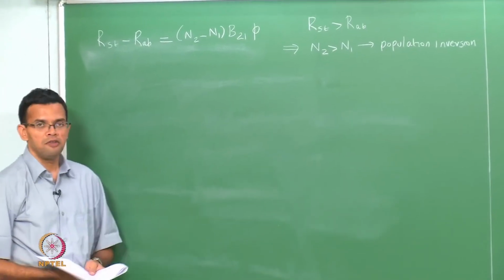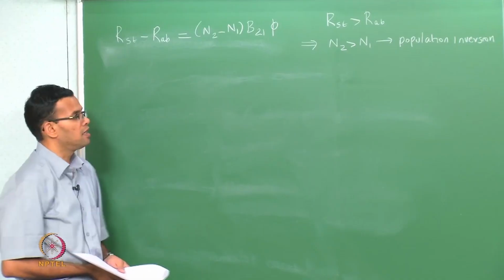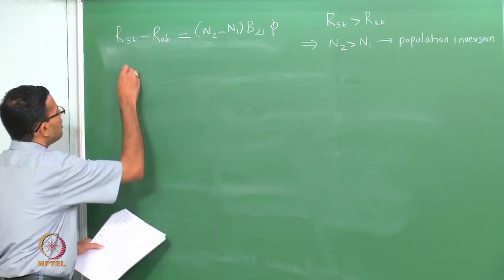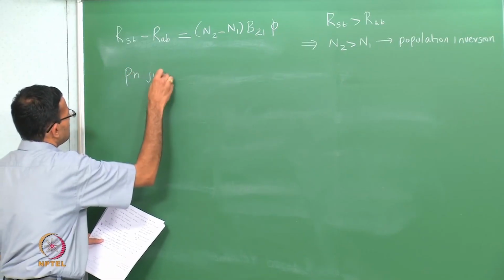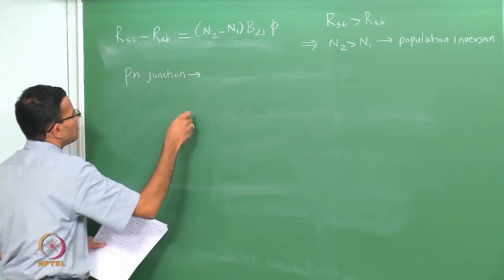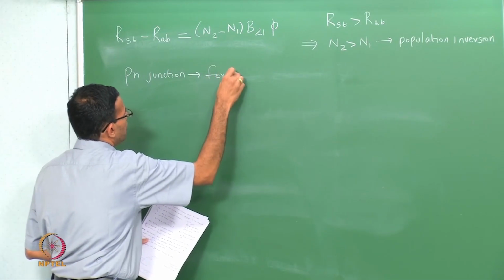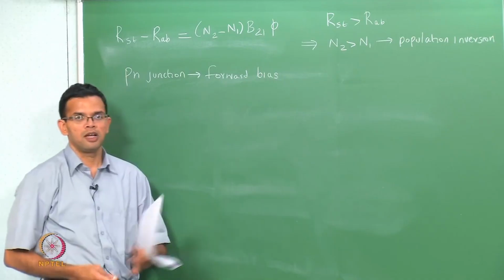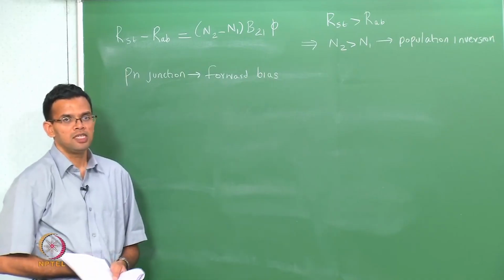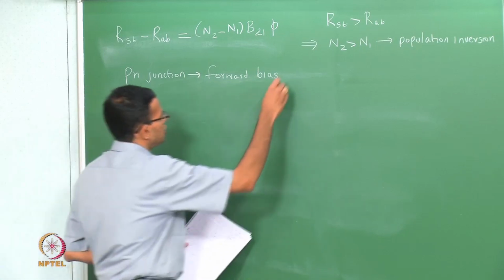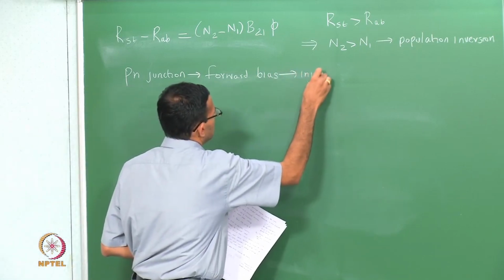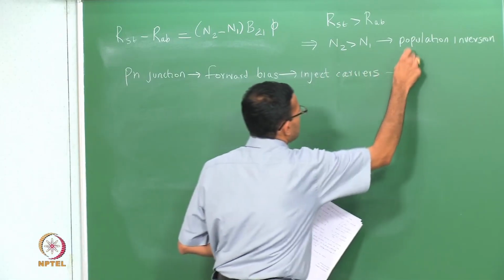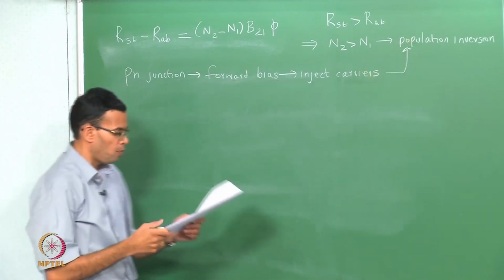So, this population inversion is usually achieved by external means. The simple idea being, if you had a p-n junction, you could apply a forward bias. We saw earlier that when you apply a forward bias, you inject carriers into your p-n junction. So, these carriers basically create the population inversion. We inject carriers, which means that this creates your population inversion.